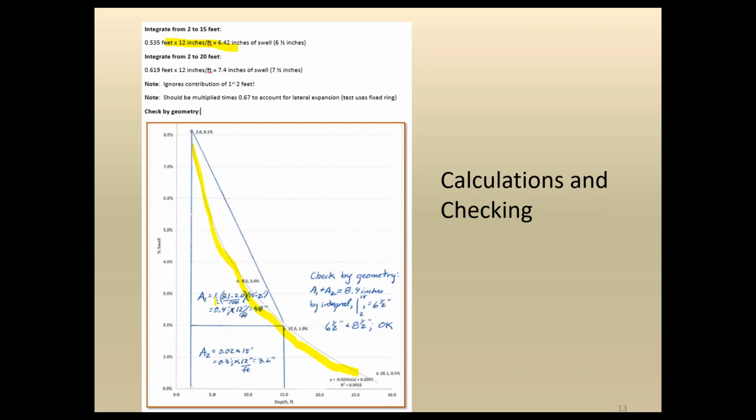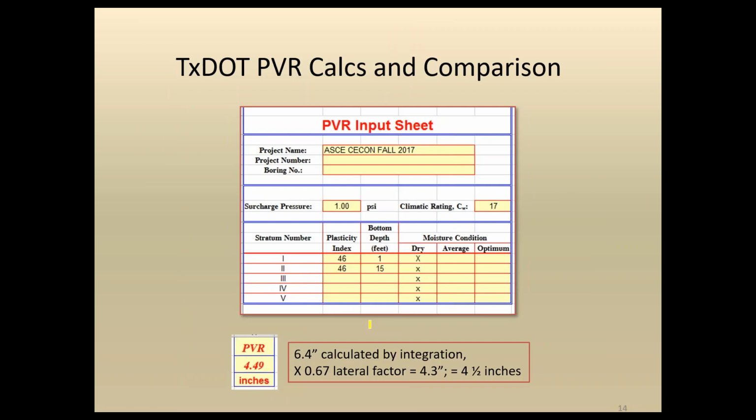And we show the first area here, given the 4.8 inches here, and the second area giving 3.6 inches. And so we're showing by geometry the sum of those two is almost 8.5 inches, and by integration 6.5 inches. And since 6.5 is less than 8.5, that's what we expected. Seems to show that the integration should be correct. Then a comparison.